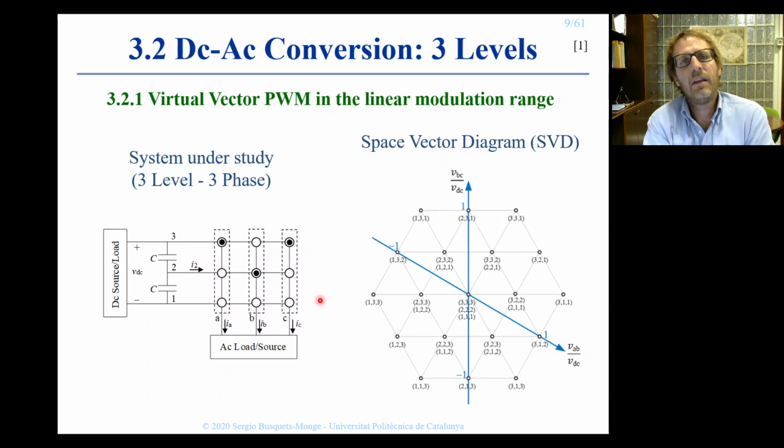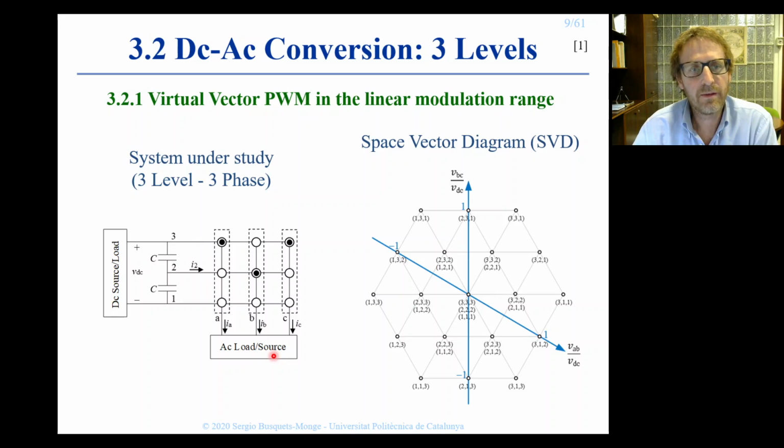So let's now see how we can define a suitable modulation strategy using these NPC legs. We will focus on a popular case, which is the 3-level, 3-phase DC to AC converter. This converter is built with 3 legs, and on the DC side we will have a DC source or load followed by a series connection of capacitors to define the 3 DC link nodes.